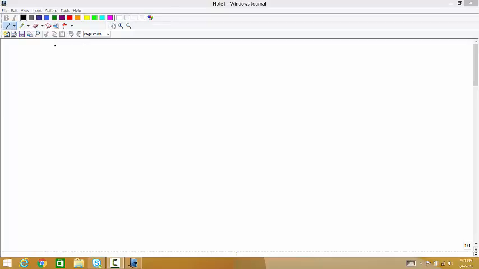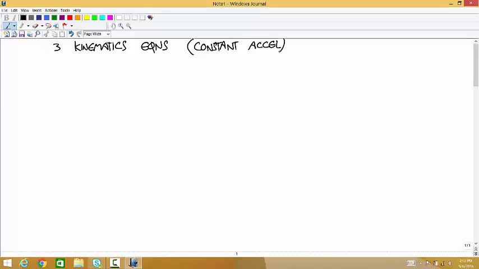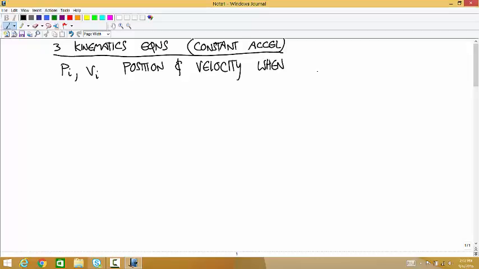So the three kinematics equations that we're going to use over and over again, I wrote them up here last time, and these only hold for constant acceleration. Remember that in order to make sense out of these, P initial and V initial have to be the position and velocity when time is equal to 0. And P final and V final have to be the position and velocity when time is equal to time final.